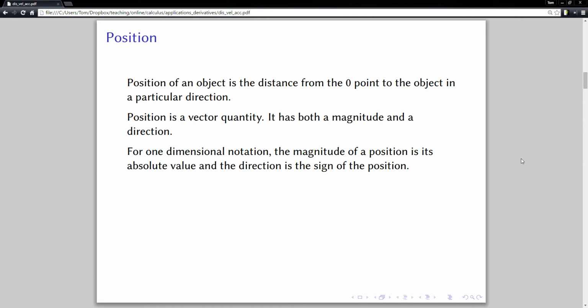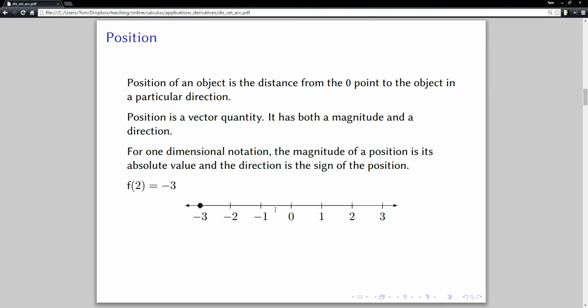For one-dimensional motion, the magnitude of a position is its absolute value, and the direction is just the sign of the position. That's really all we need for the direction in this case. So if we have a position function f and we plug in a 2, so for time 2 we get a -3, what that indicates is that the point is 3 units from the 0 position right here on your number line or coordinate system. And the negative indicates that it's over to the left.